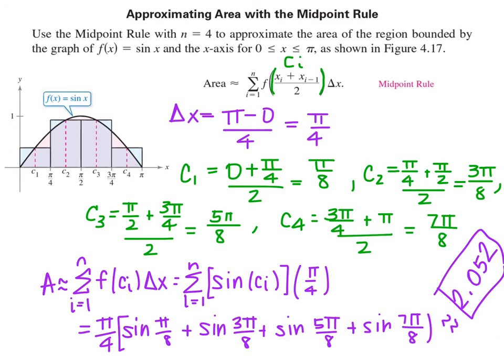Throw that into my calculator in radian mode, and I get that the approximation of the area under this curve with those bounds is 2.052.